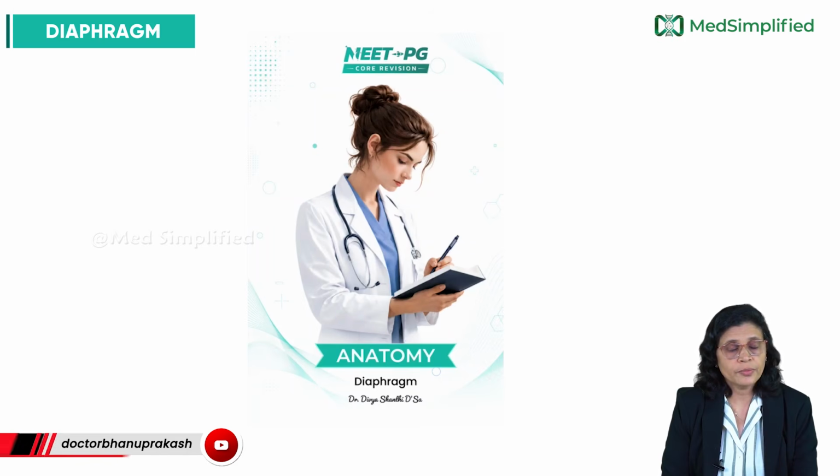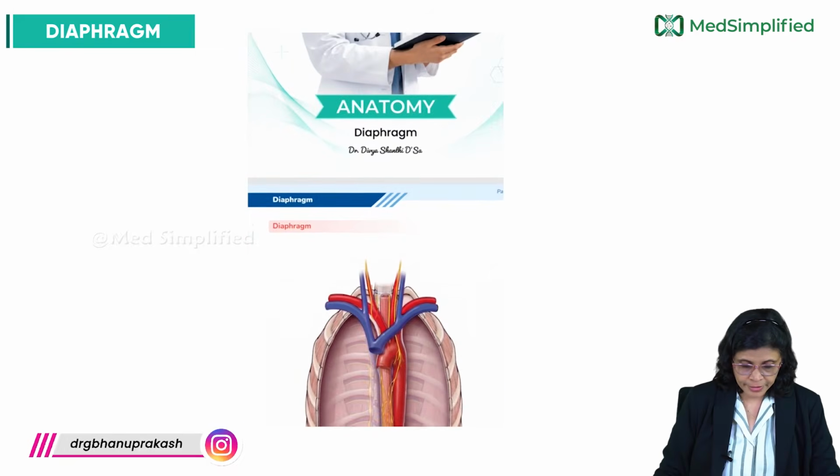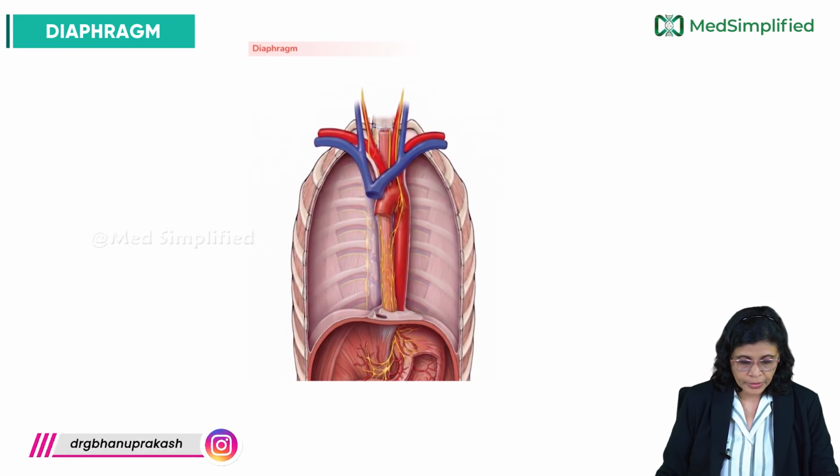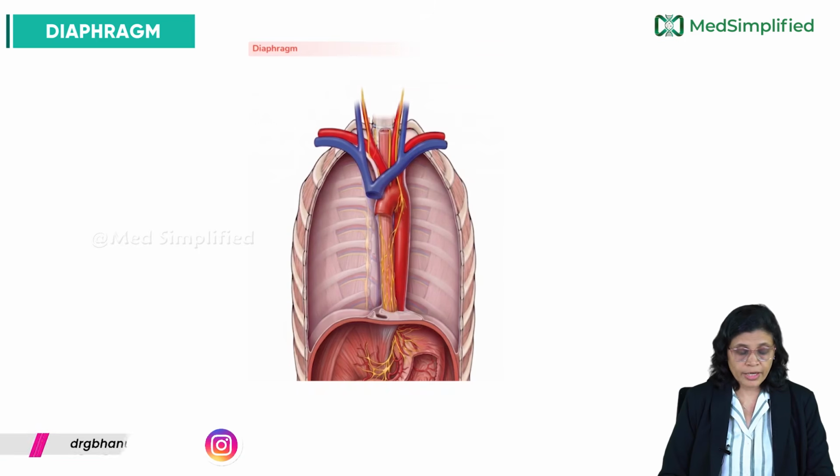In today's session, we are going to break down the anatomy of the diaphragm into clear, high-yielding, exam-focused concepts. So let's get started. The diaphragm is basically a muscular structure which closes the thoracic outlet.